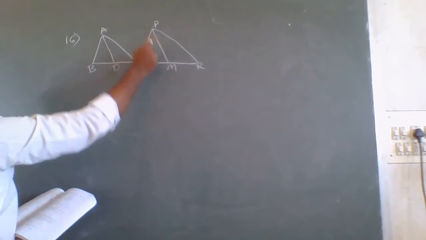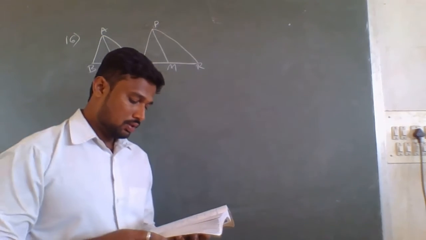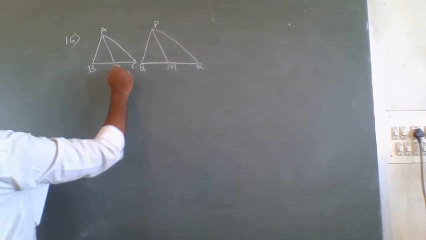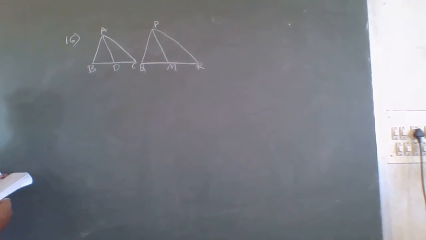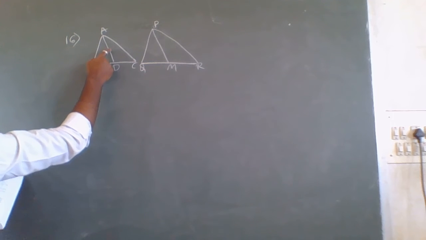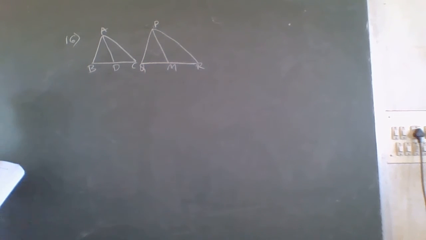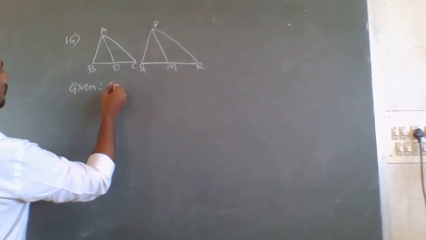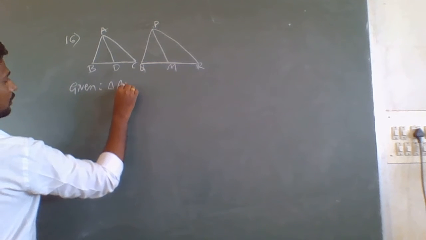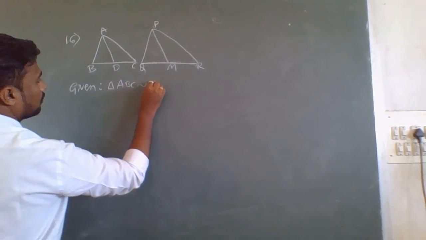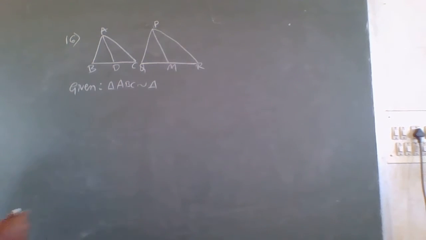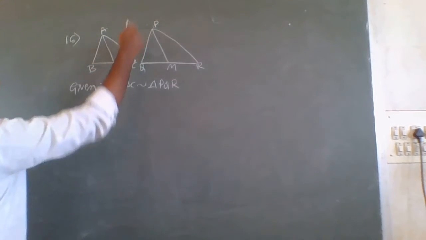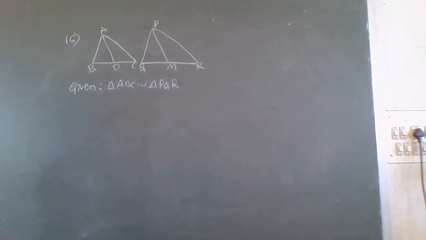Here AD and PM are medians, where triangle ABC is similar to triangle PQR. But we have to prove that AB by PQ is equal to AD by PM. So what is given? Triangle ABC is similar to triangle PQR.